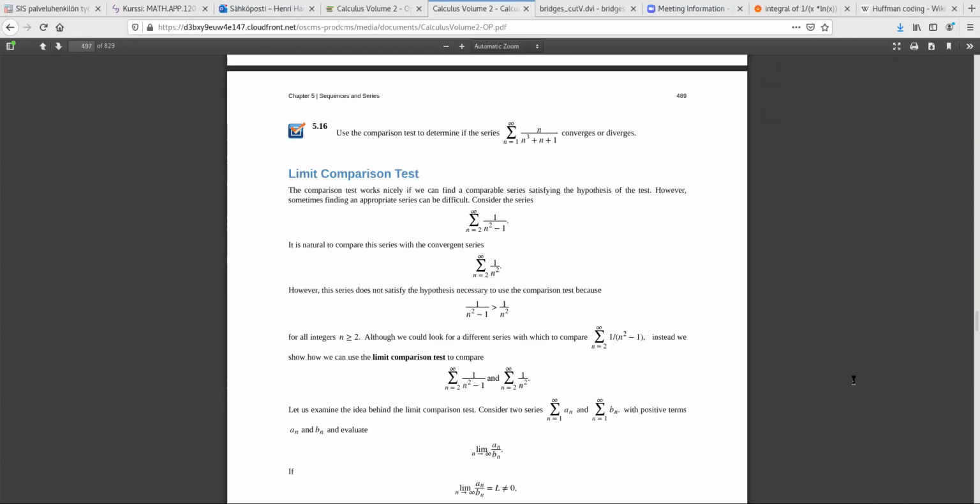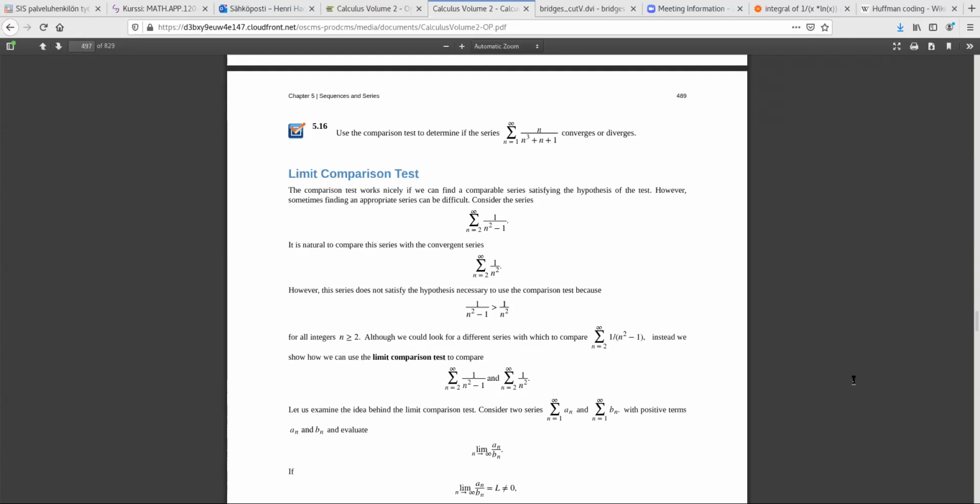Okay, moving on. The comparison test works nicely if we can find a nice comparable series, but sometimes it can be difficult. For instance, if we have this series where n now starts from 2, because we have 1 over n squared minus 1. We can't start from 1 because the divisor would be 0 there. We might want to compare it to 1 over n squared, but this comparison doesn't work because 1 over n squared minus 1 is actually greater than 1 over n squared. So comparison doesn't help us directly here.